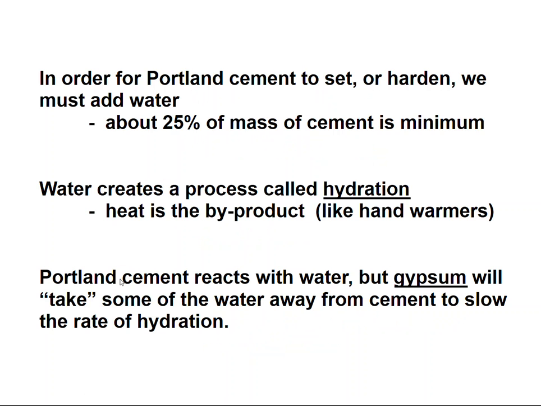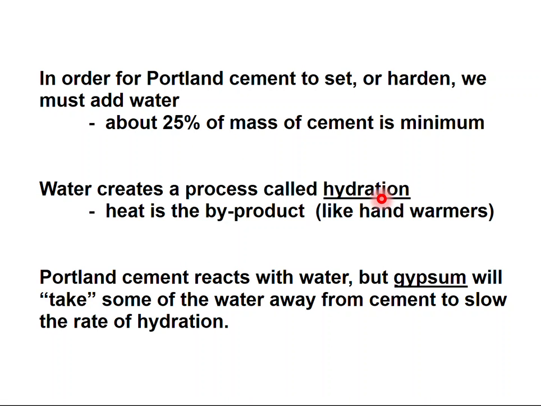In order for that Portland cement to set or cure or harden, right, you need to add water into the concrete mix. So about 25% of the mass of the cement is required. That's how much water we need to add. So that's not very much water. That's the bare minimum just to initiate the hydration process. The more water you add, the more workable your concrete's going to be. So there's that balance of ingredients.